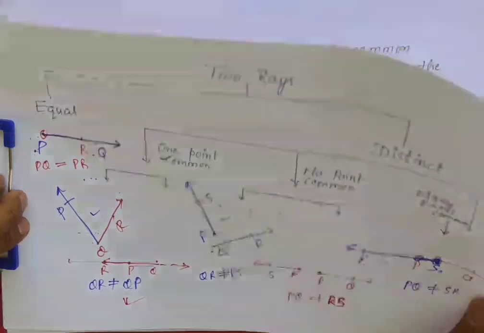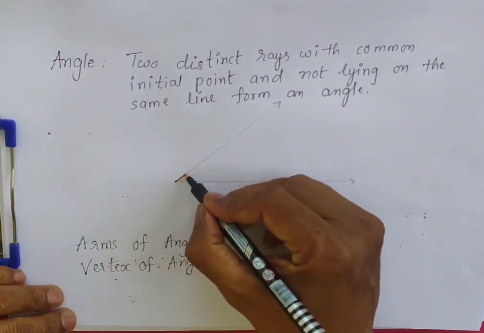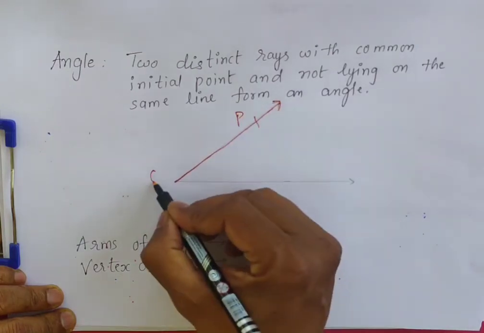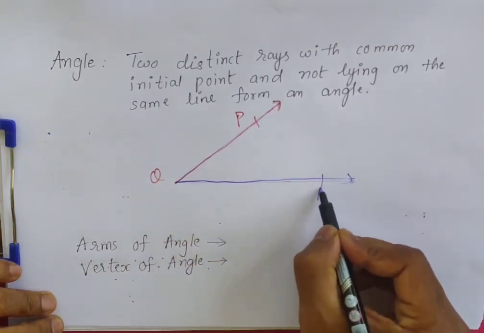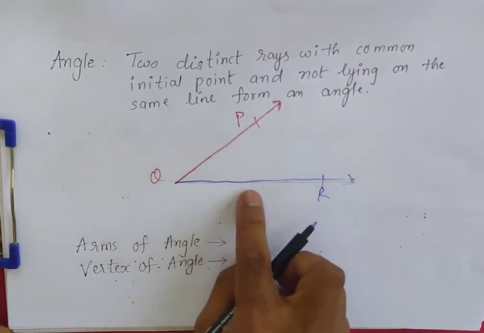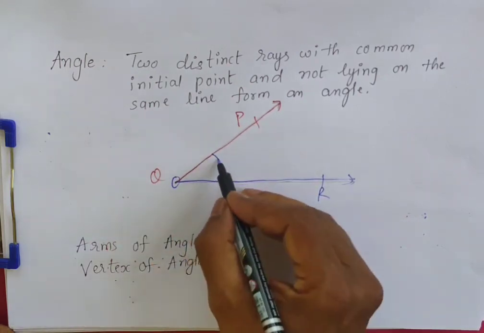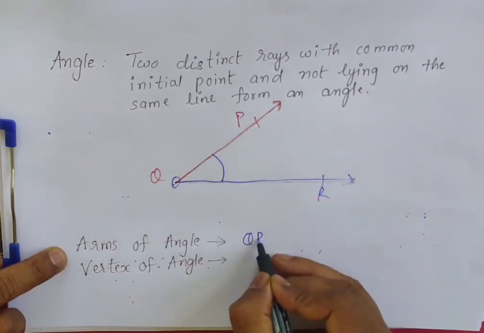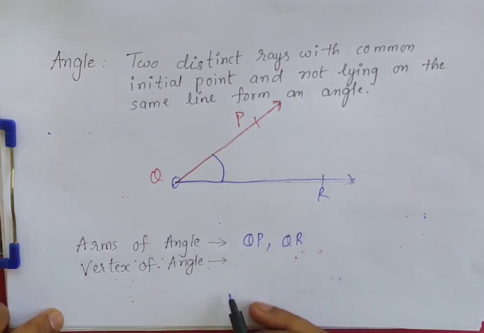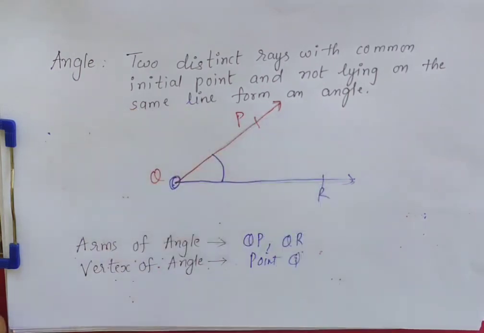Okay, now, what is an angle? You have seen the definition. This is one ray QP, and this is another ray QR. The two rays are distinct with a common initial point and they are not lying on the same line. So they form an angle. What are the arms of this angle? Ray QP and ray QR. These are called arms. And which is the vertex? That common endpoint, point Q. And this definition we have already discussed.